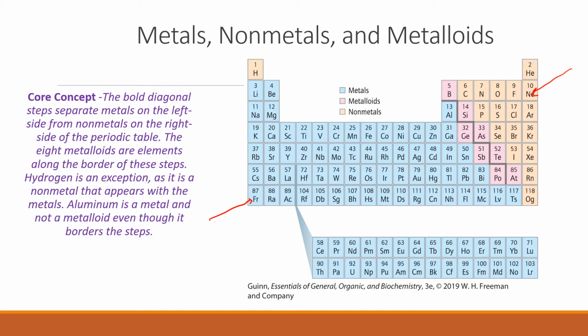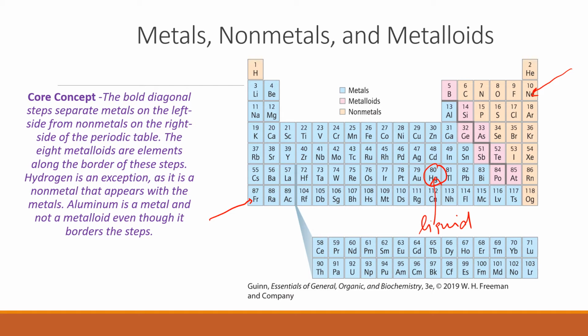For example, metals are shiny, they exist as solid at room temperature. There is one exception, so that exception is mercury. So mercury is liquid at room temperature. All other metals are solid at room temperature. Metals are good conductor of heat and good conductor of electricity, and they are flexible, they are malleable.